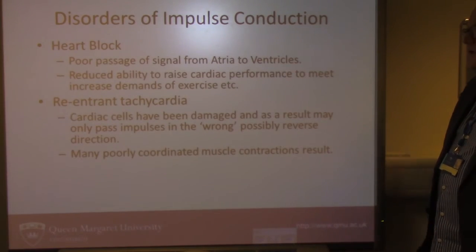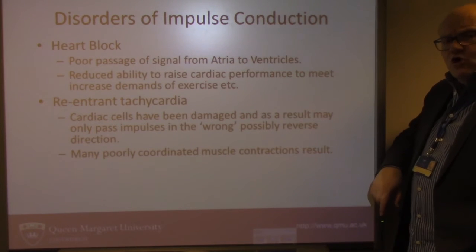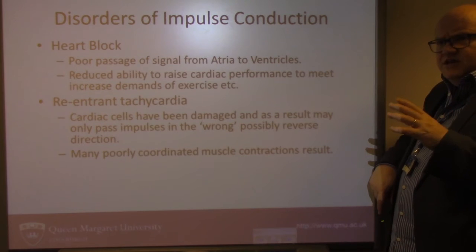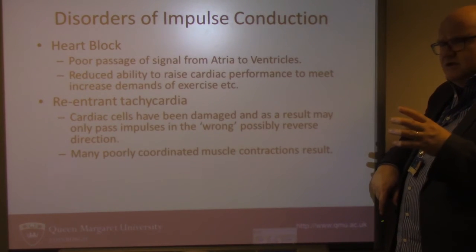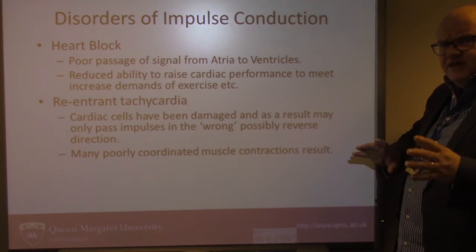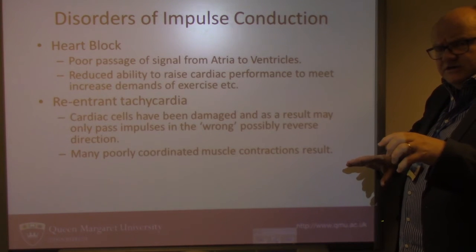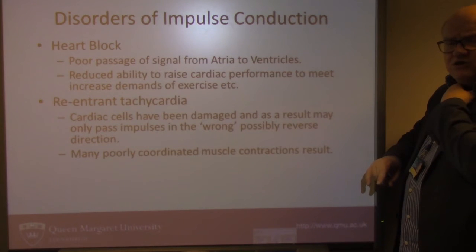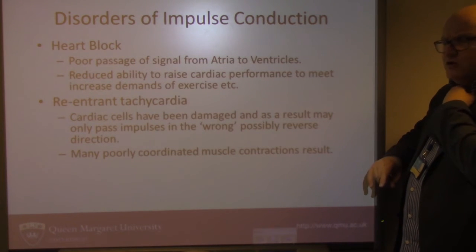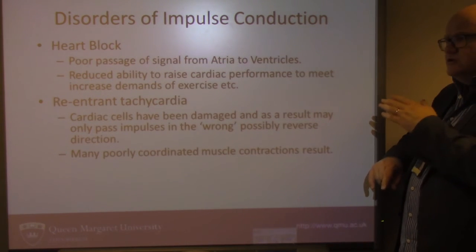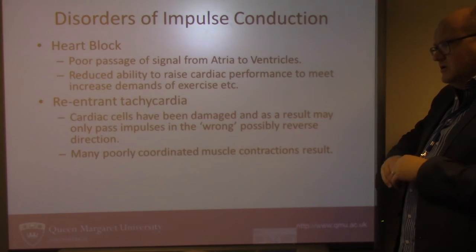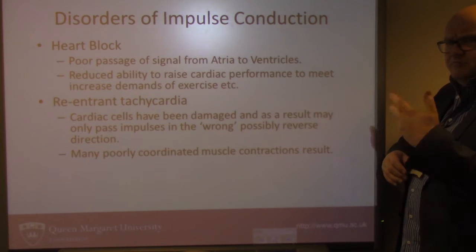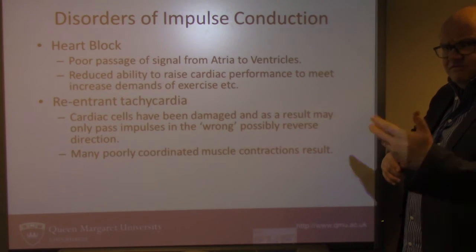The other thing you can get is what we call heart block. We said that the pacemaker sets the beat, the wave of excitation passes down and spreads over the atria, causing them to contract, and then goes through the AV node and spreads down through the ventricles. Heart block is when that AV conduction doesn't happen well. So therefore, it's difficult to pick up the beat of the heart to increase the wave of excitation that you need.